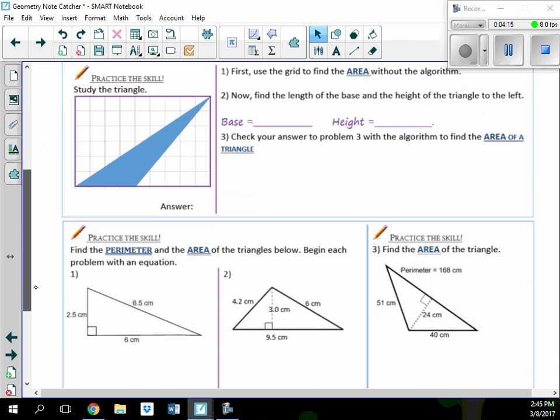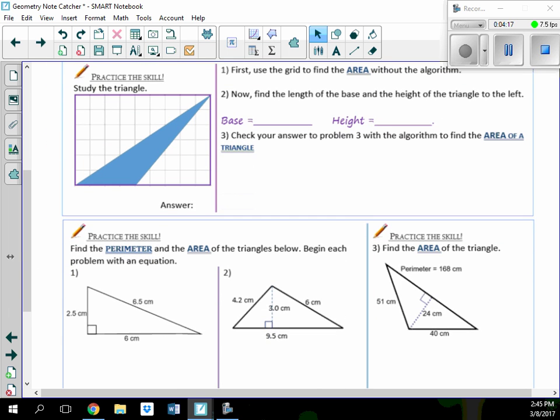And here's one of those scalene triangles that we looked at yesterday, but we weren't quite sure if this formula is also going to work on a scalene triangle. All right? So what I would like you guys to do is take a little bit of time, and I want you to first use the grid to find the area without using an algorithm. So use your grid to see if you can find the area of that triangle.